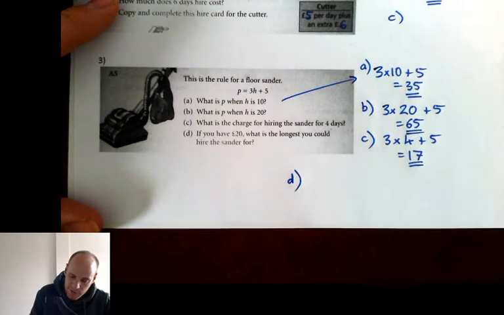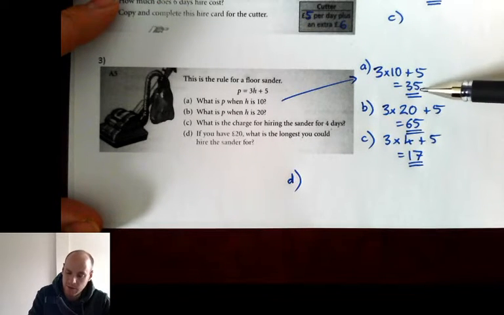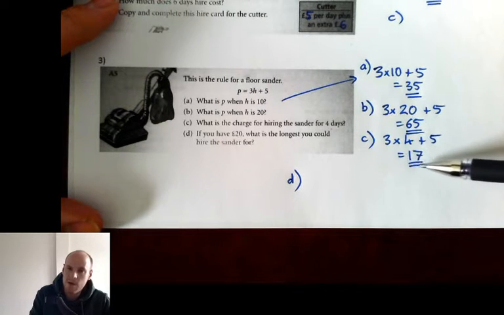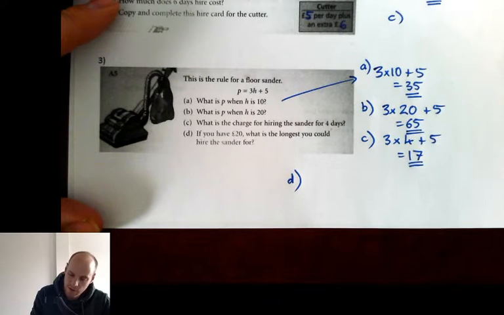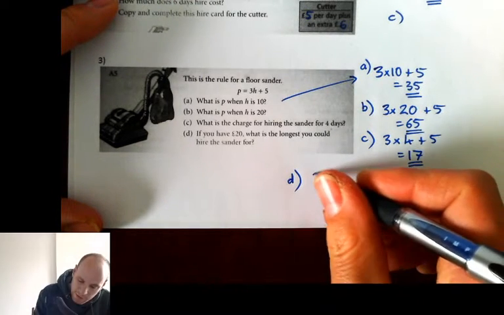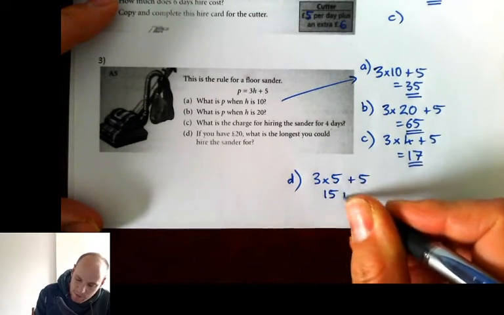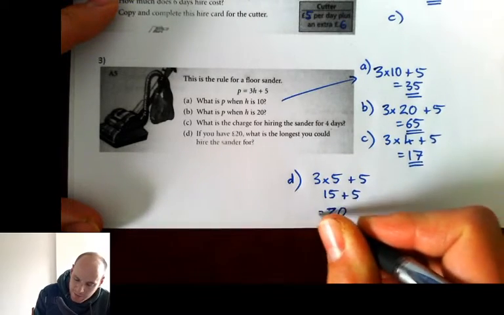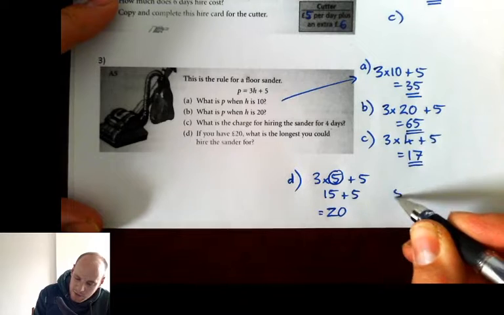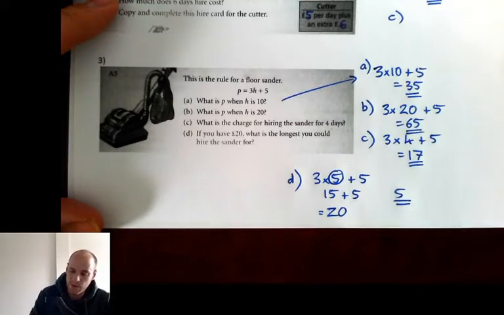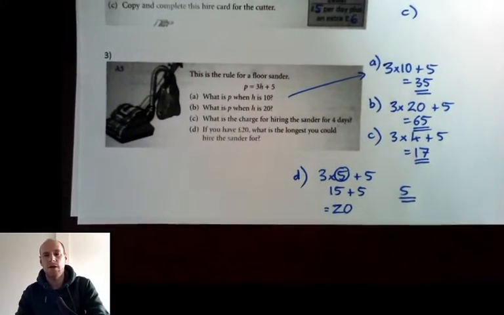It says if you have £20, what's the longest you could hire the sander for? So clearly you're not going to be able to hire it for 10 days, because that's more than 20. 4 days might be the maximum, but should we try 5 days? See if that works. So 3 times 5 plus 5 is 15 plus 5, which is 20. So as I suspected, 5 is the answer there, because if you got £20, then 5 days is going to work exactly.